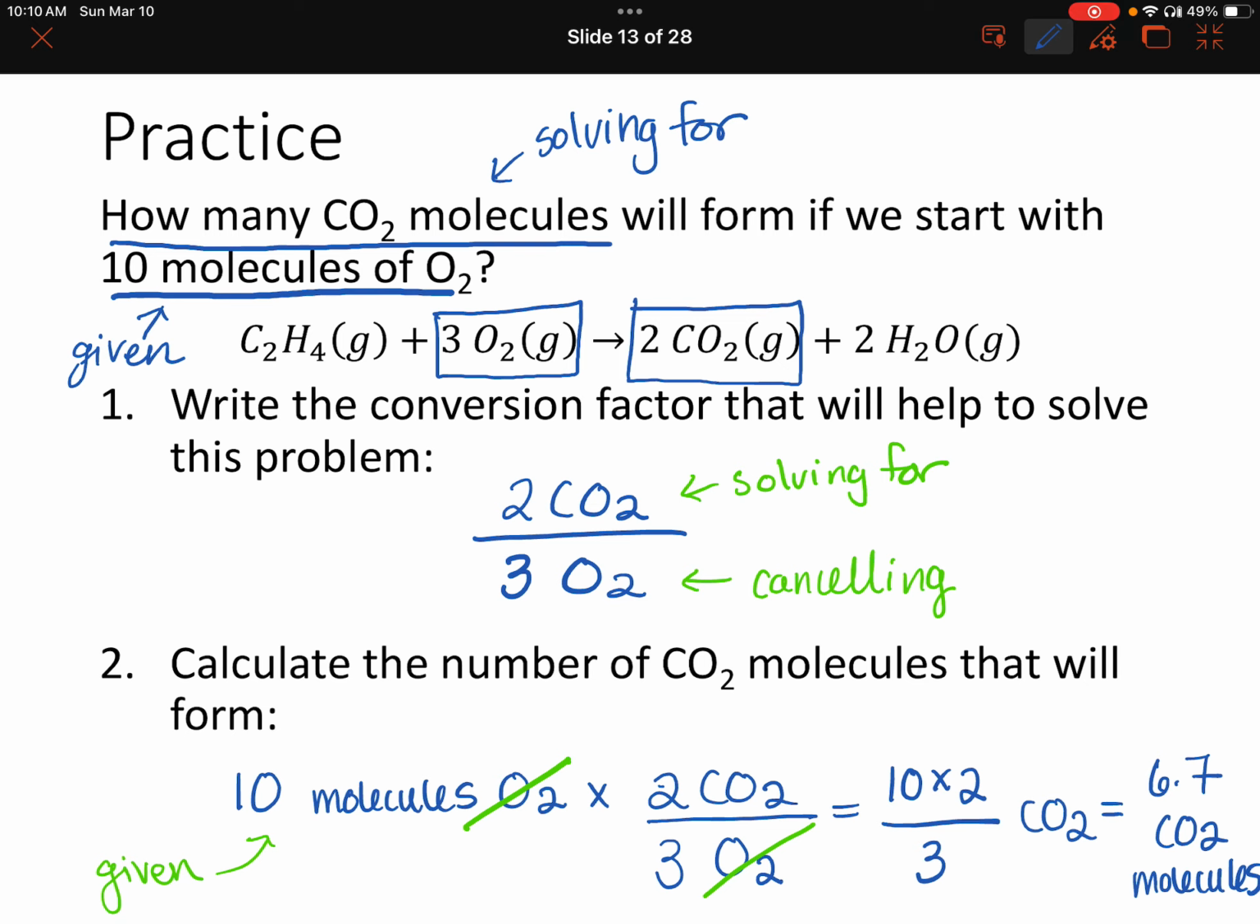So again, very similar to our recipe that we saw earlier with the cookies. If we had, let's say, 10 cups of flour, how many cookies could we make? Assuming we had enough of everything else, right? So it's the same exact thing with our molecular formulas.